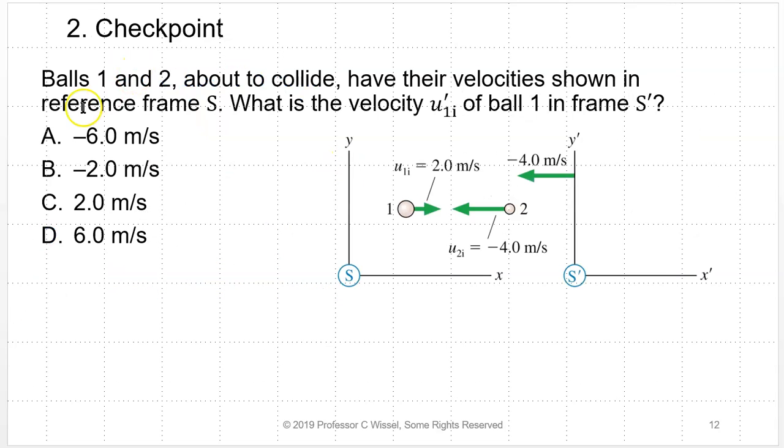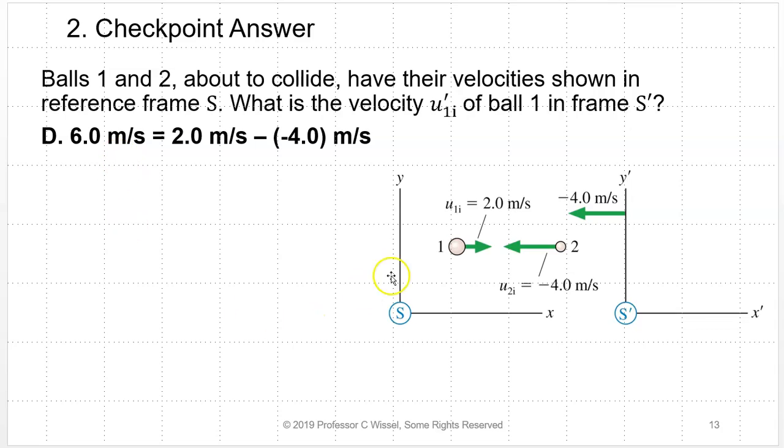that frame. Okay, balls 1 and 2 are about to collide. Here's balls 1 and 2, and here's the S frame, and here's the S prime frame. And remember that S prime is moving at velocity v with respect to S. What is the velocity u1 prime of ball 1 in frame S prime? Well, it's going to be equal to 6 meters per second. You take the 2 meters per second of ball 1 in the S coordinate system and subtract from that minus this right here. You can sort of see what's going on here.